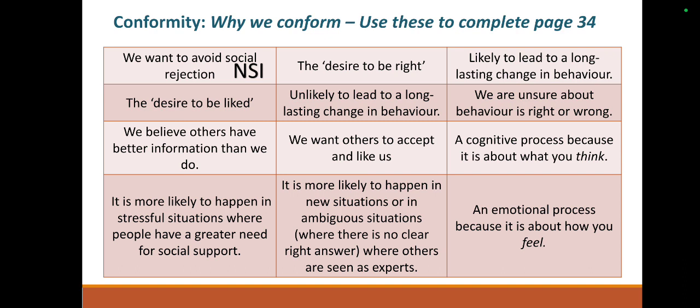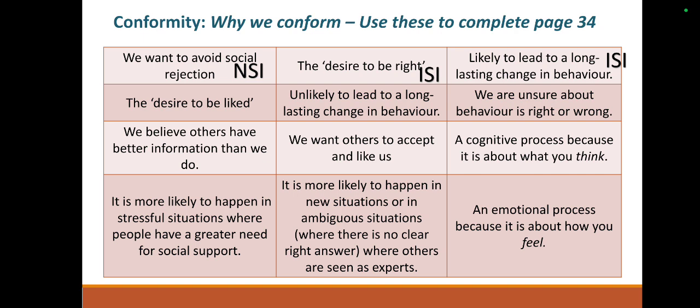The next one, again, hopefully should be obvious, is the desire to be right. So that would be informational social influence. You copy other people because you think they are correct. The next one along, likely to lead to a long-lasting change in behaviour. Now, this is informational social influence. When you believe that other people are right and you are wrong and they know what they're supposed to be doing, you often adopt or change to their belief processes, okay? So that can often result in long-lasting changes in behaviour because you really do think it's correct.